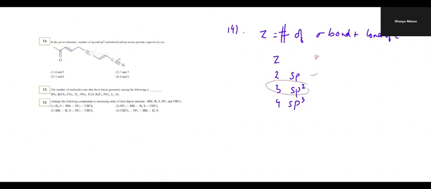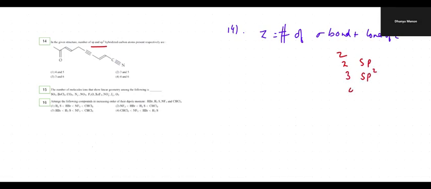Now students, instead of numbering it here, let's redraw it and do it. I hope this part is clear. Now, let me increase the thickness. I will write this at the side. They want only sp and sp2. If the Z value is 2, it is sp. If the Z value is 3, it is sp2. If the Z value is 4, it is sp3, but we don't need this. Now let me draw the molecule.